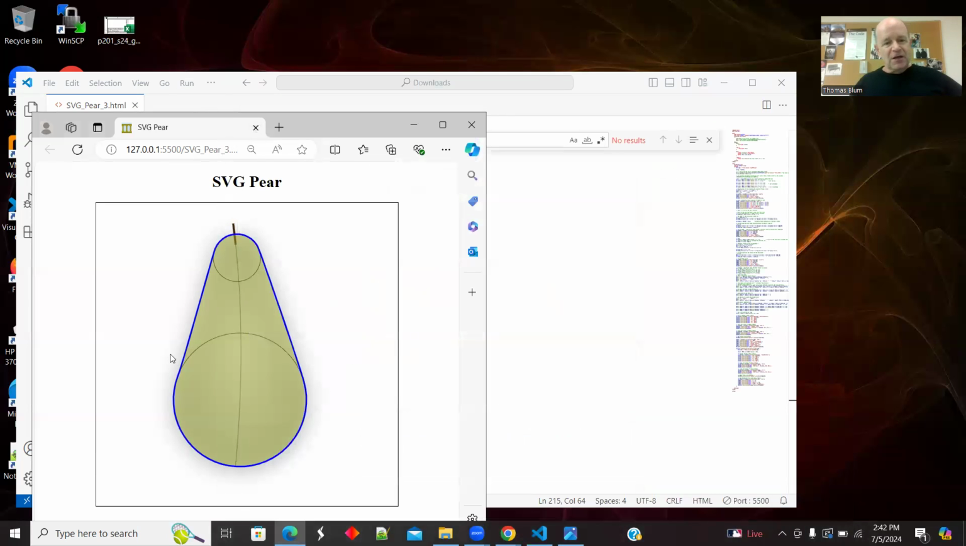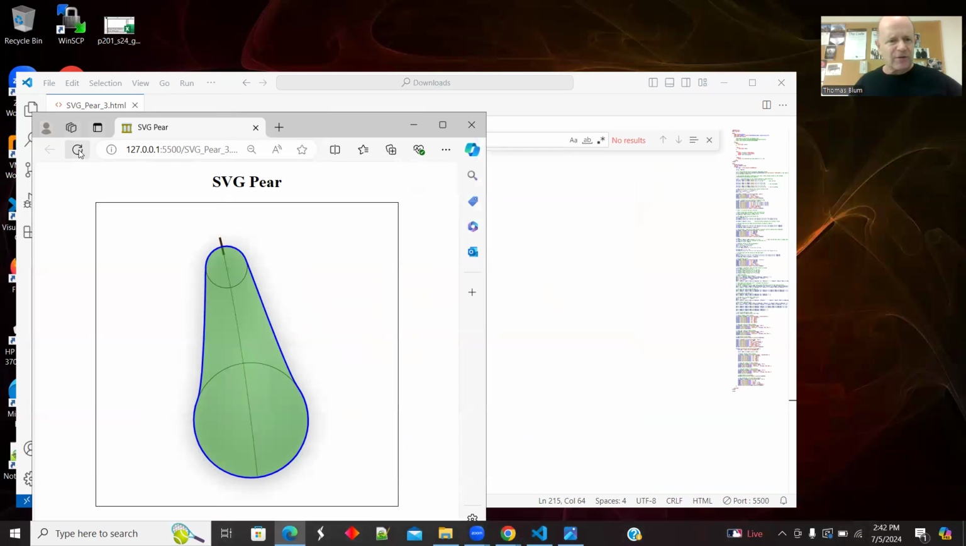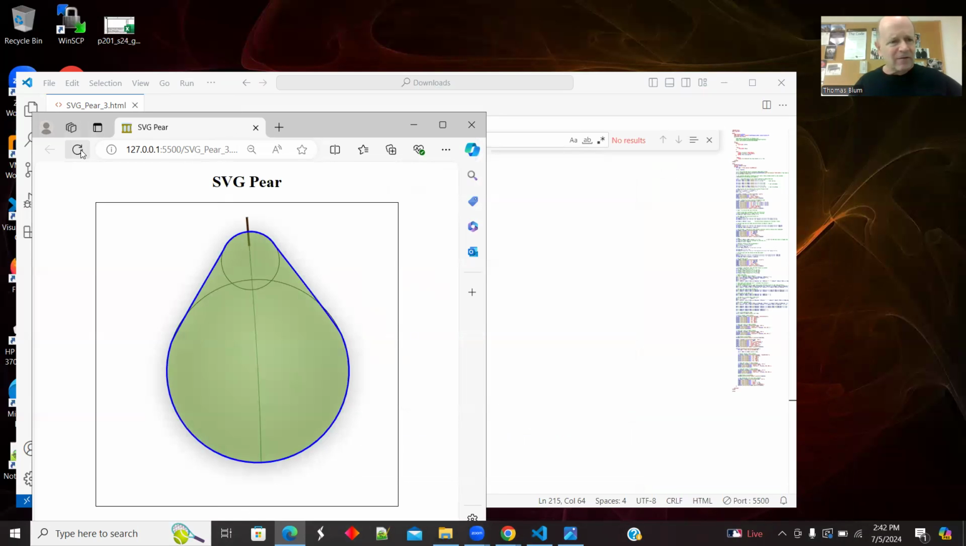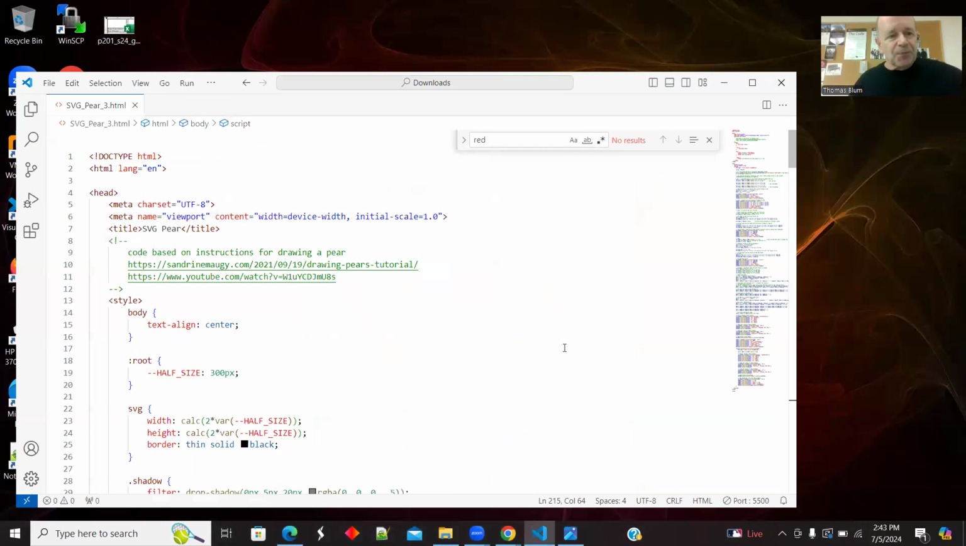And so here is my version made in code. I've got a bunch of random parameters so it can draw many pears, very elongated pears, very squat kind of pears.